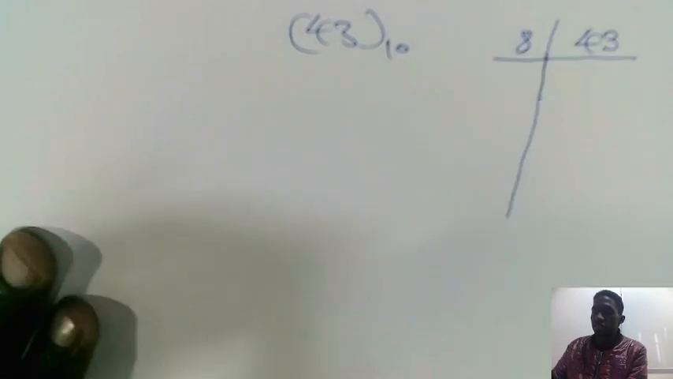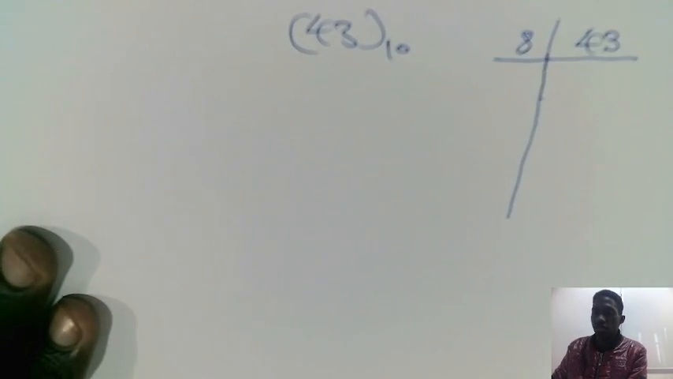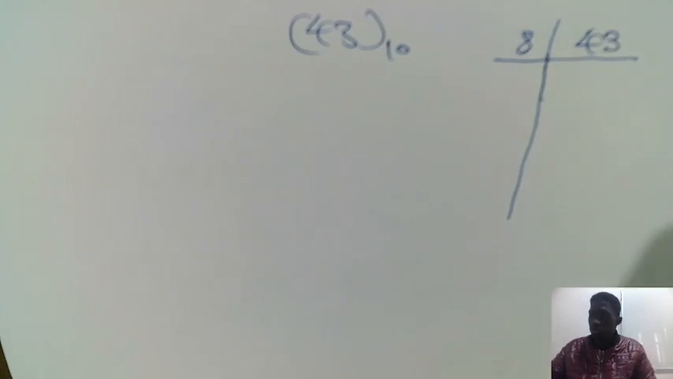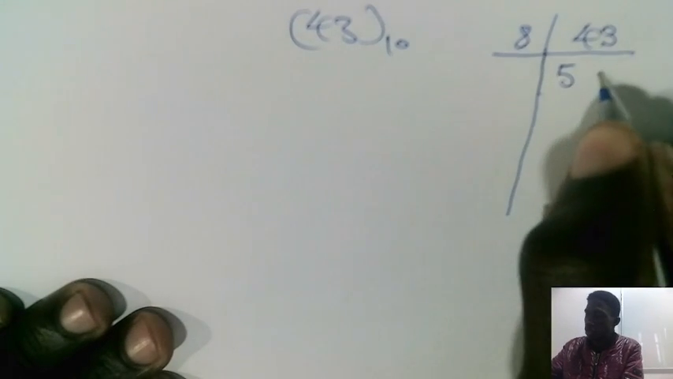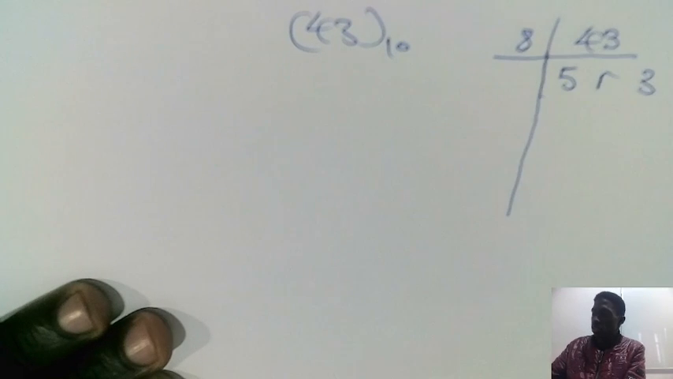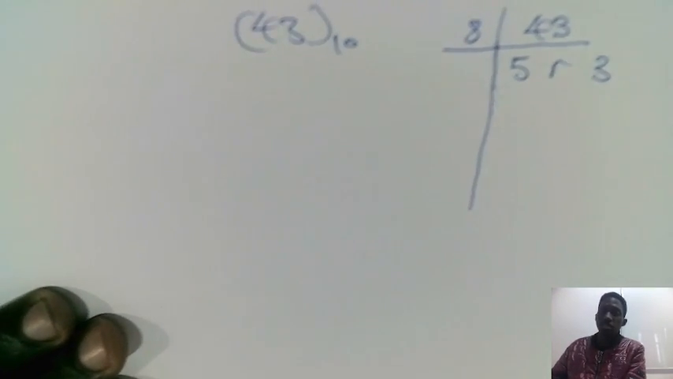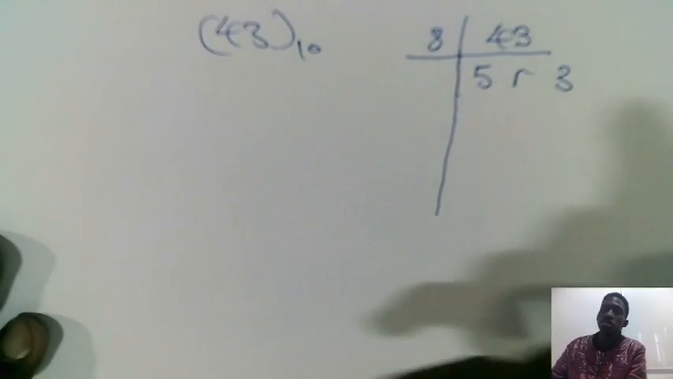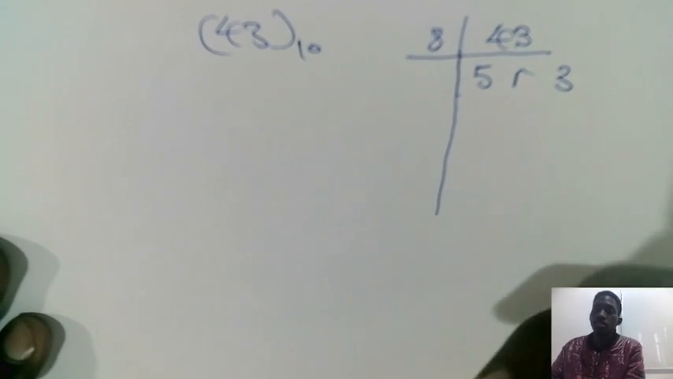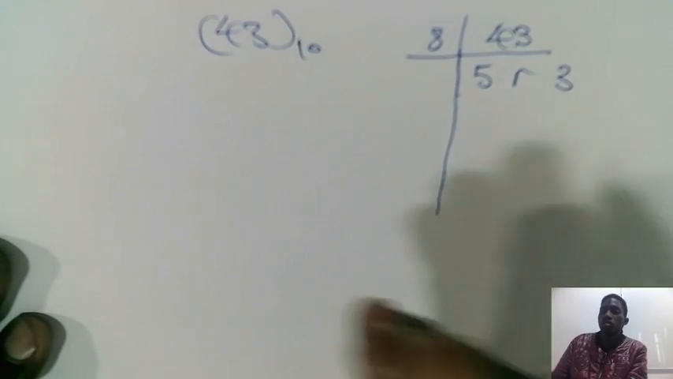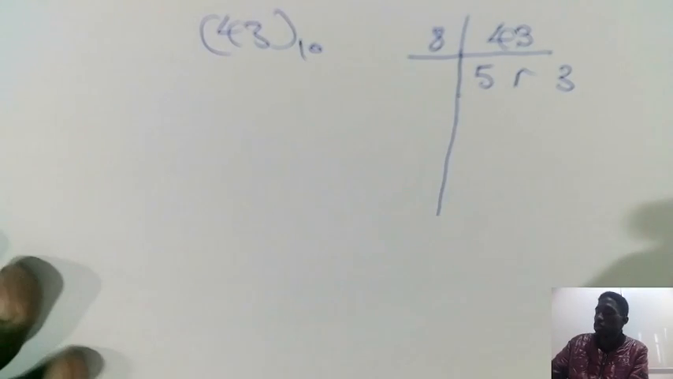So we ask ourselves the question, 43 divided by 8, how many times can 8 go into 43? That will give us 5, remainder 3. Because 5 times 8 is 40. So 40 is 3 less than 43. 43 minus 40 is 3. So the remainder is 3.